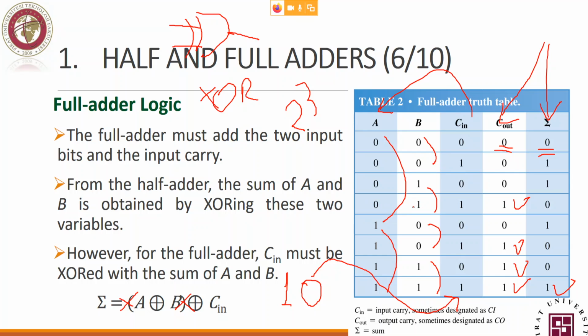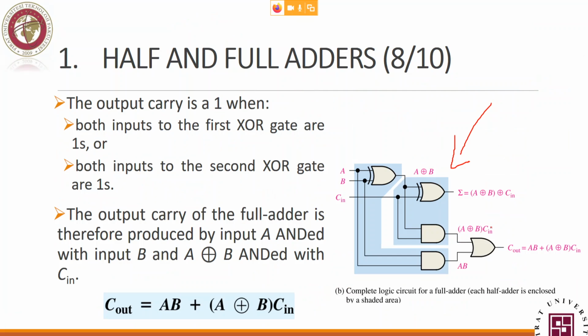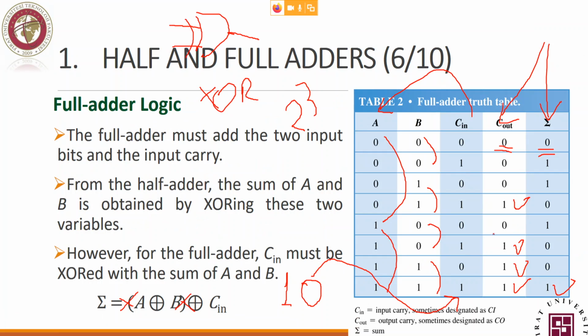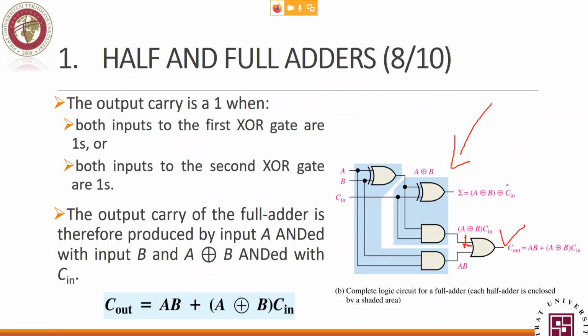So A XOR B, 0 XOR 1 is 1, and C is 1, so the output here is 1. Why? Because if we have these two, we have OR here, A and B, or A XOR B and Cn. So if any of them is 1, that means the output is 1 directly, right? Because this is an OR gate. So this is a concept, and this is the design, the full design.